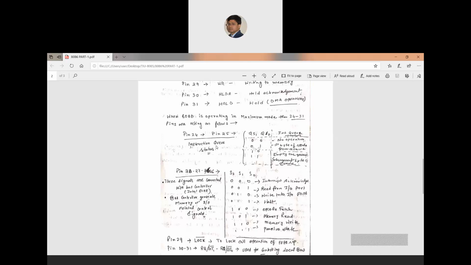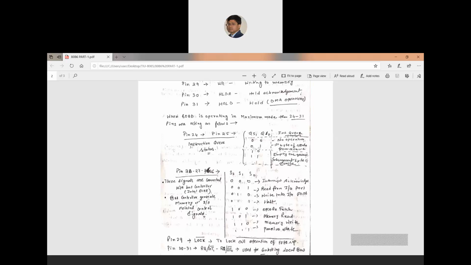There is an instruction queue in the block diagram of 8086. That queue status can be seen from these two pins, QS1 and QS0: 00, 01, 10 and 11. When 00, there is no operation in the queue. When 01, the first byte from the queue has been fetched. When 10, the queue is empty. When 11, subsequent bytes are fetched from the queue. Basically this is the status of the queue from pin numbers 24 and 25.